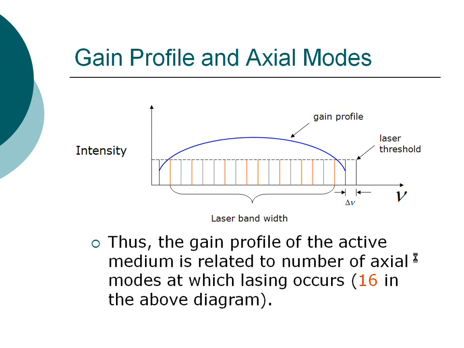And so the gain profile of the active medium is related to the number of axial modes at which the lasing occurs, and in this diagram they are 16 in number.